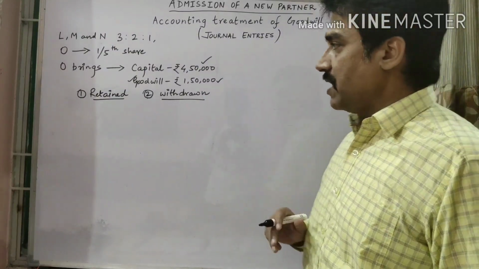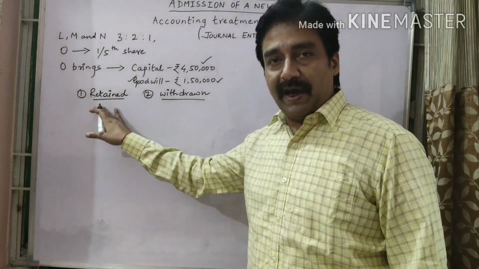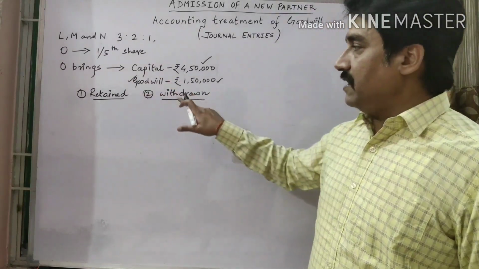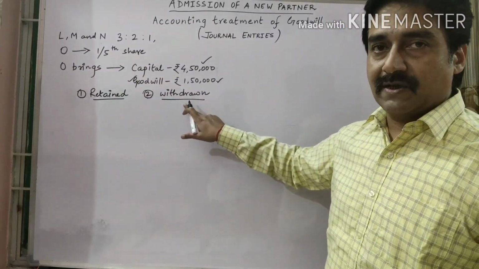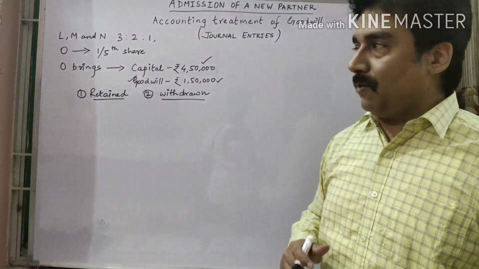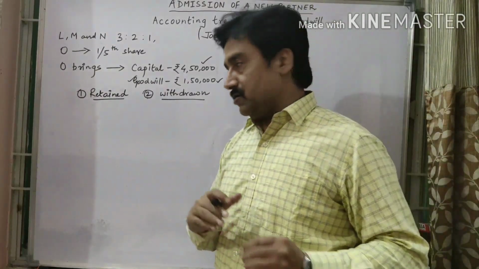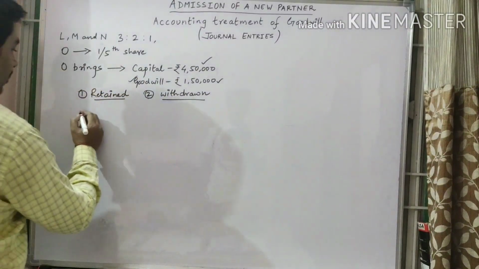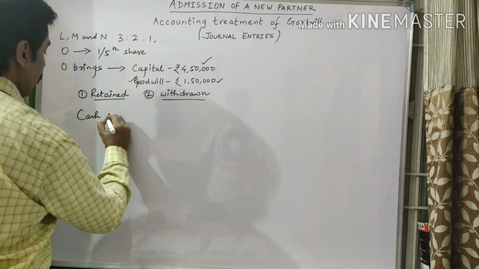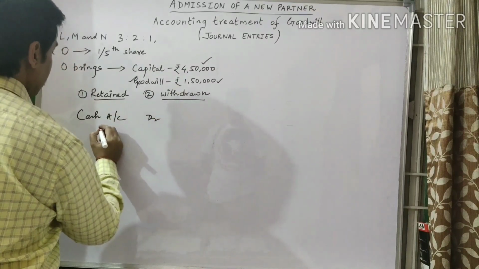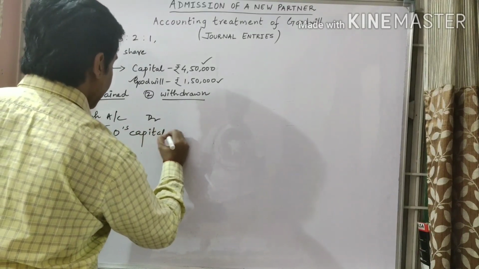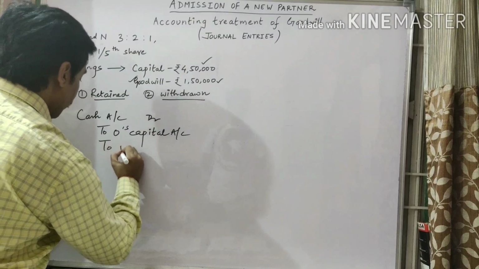Okay, now what is required in the question? We are asked to make journal entries if premium for goodwill is retained in the business and if it is to be withdrawn outside the business. And there's one more thing in the question, that we have to calculate the new profit sharing ratio as well. So we'll do the whole solution of this question, and we start with the first entry, which is about bringing his amount of capital and premium for goodwill.